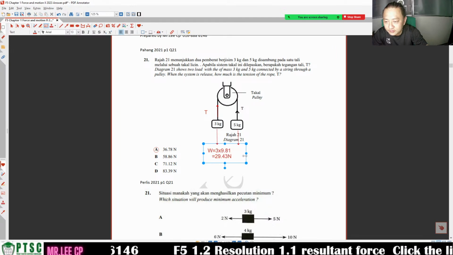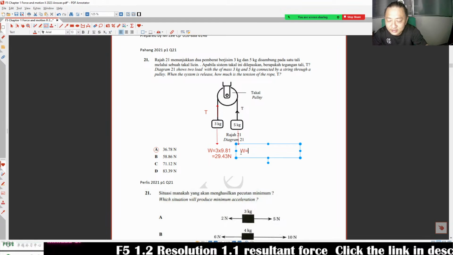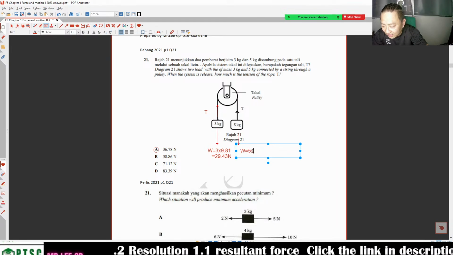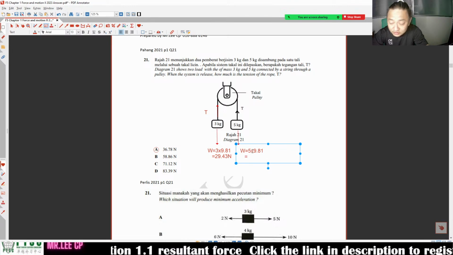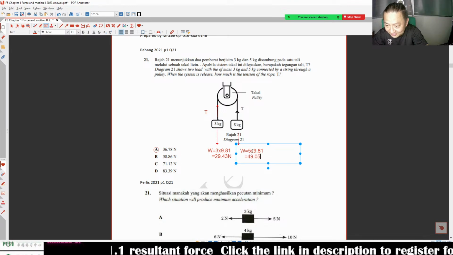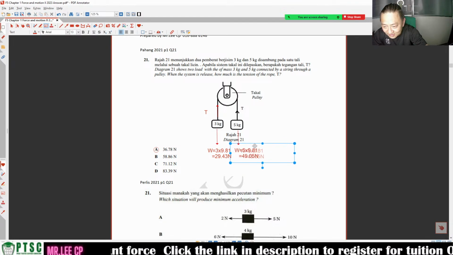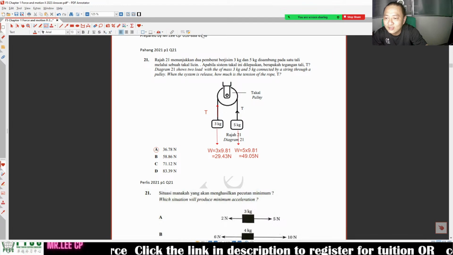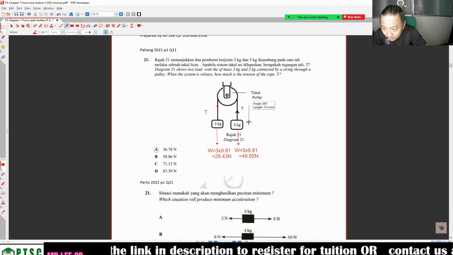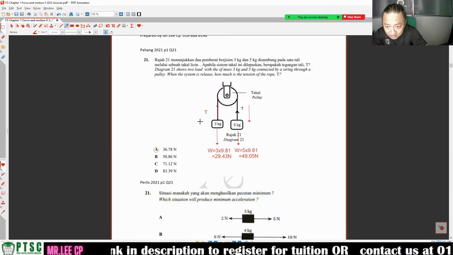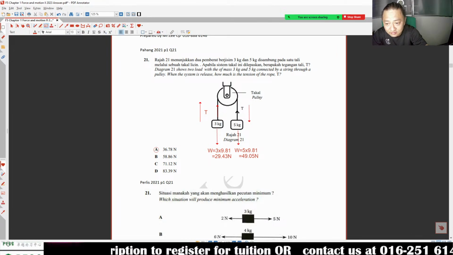Okay. So I got this weight, and then I also need to find this weight. How much is the weight here? It is 5 times 9.81, which I remember, 49.05 Newton. Now I still know two things: this one is heavier, so it's going downward with acceleration, and this thing is going upward with acceleration.